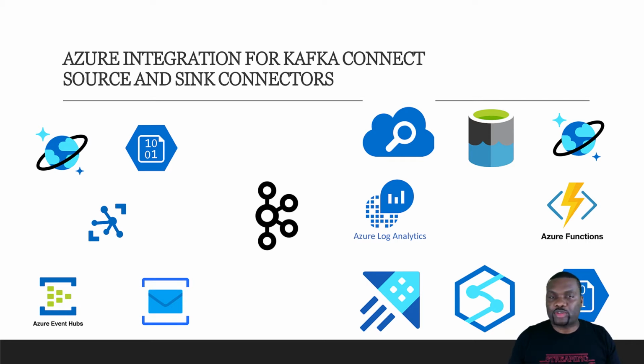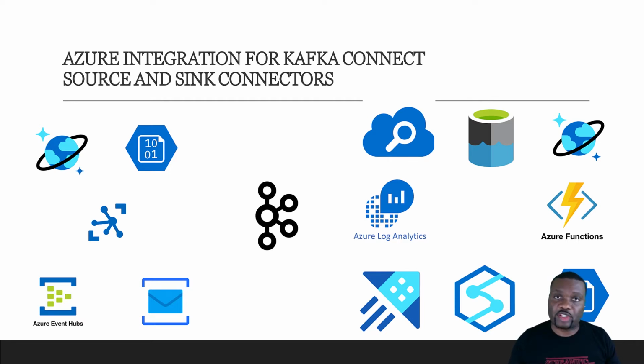So as you can see here, we have several connectors that can serve as the source connector that allows you to bring data into Kafka from those data stores or workloads. We also have several connectors that allow you to push data out of Kafka into those different destination data stores, and Cosmos DB again is one of those sink connectors as well. So these are all the different connectors that we have that integrate between Kafka and Azure.